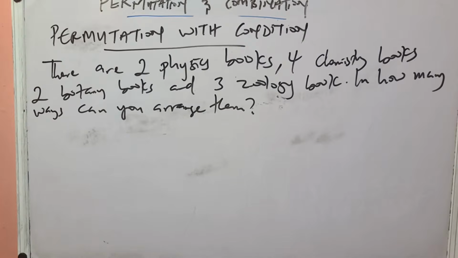There are 2 physics books. Guys, I want you to really understand what was going on here. I don't want you to get confused at all. There are 2 physics books, 4 chemistry books, 2 botany books, 3 zoology books. In how many ways can you arrange them?